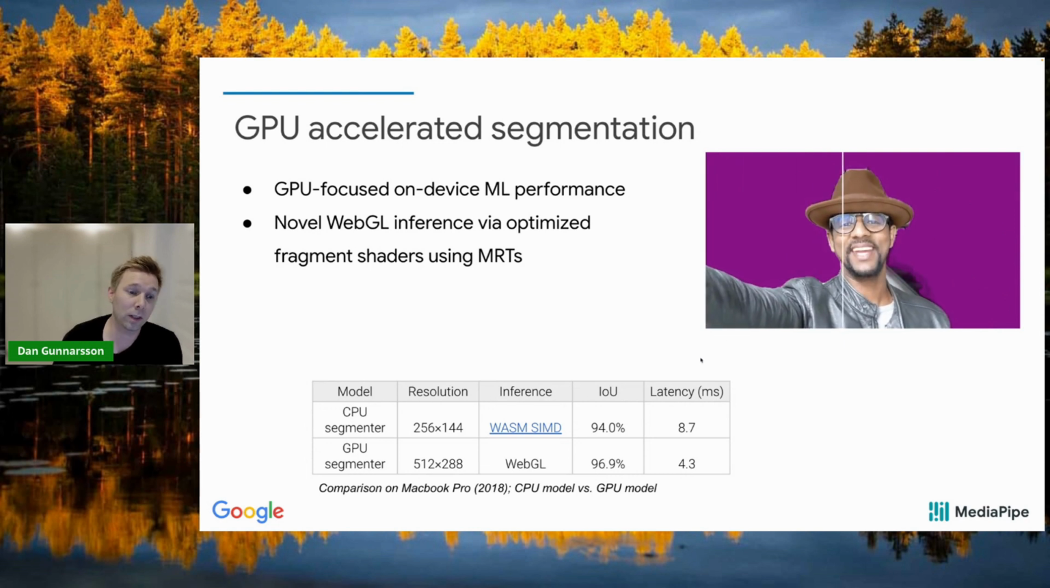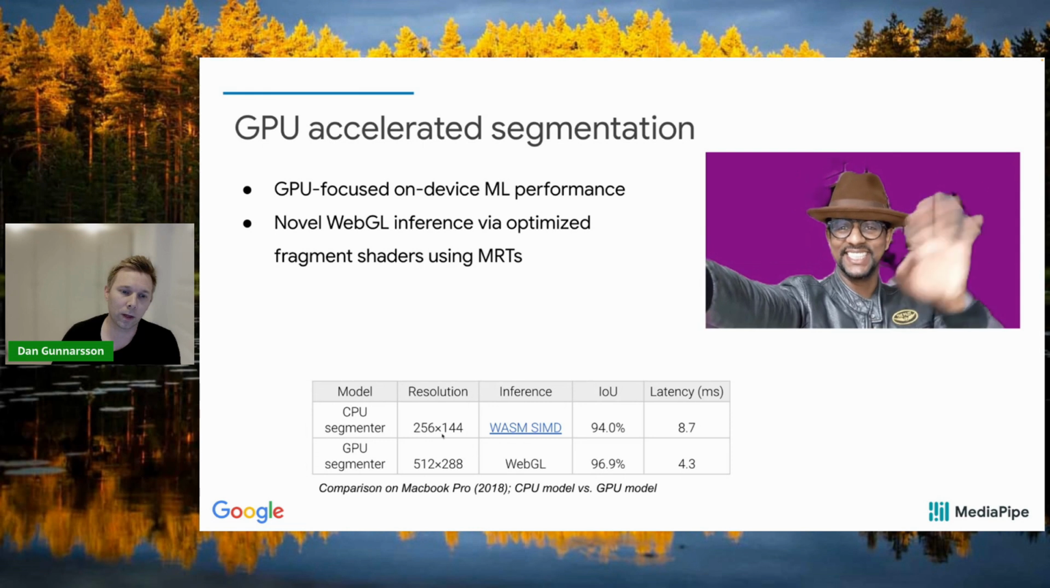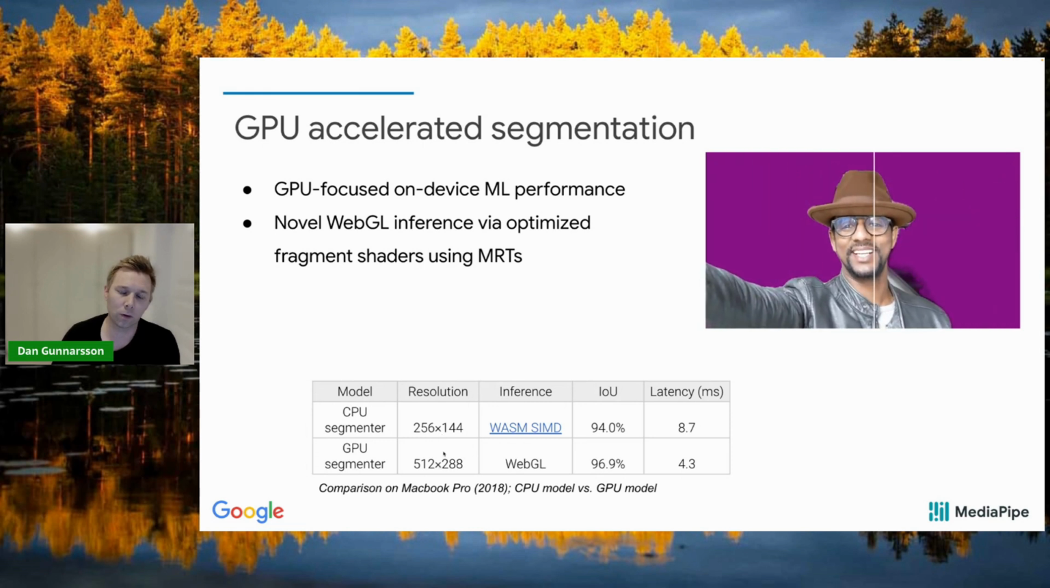And as you can see here, the result is really remarkable. We are able to run a model that is 4 times as large as on CPU. It increases quality quite significantly, and the latency while doing so is actually smaller than on CPU.